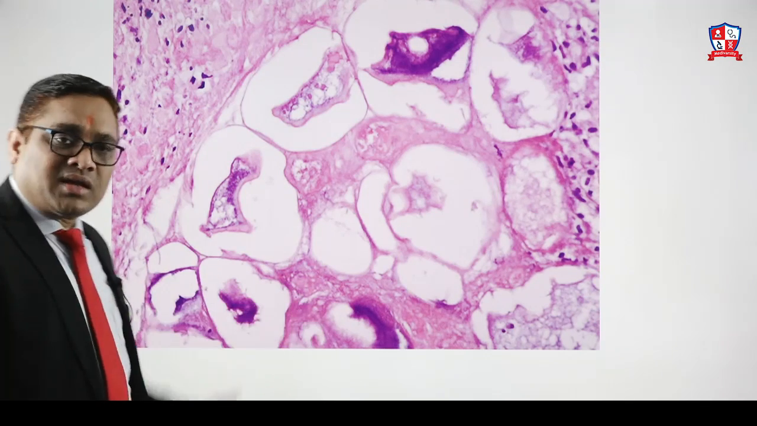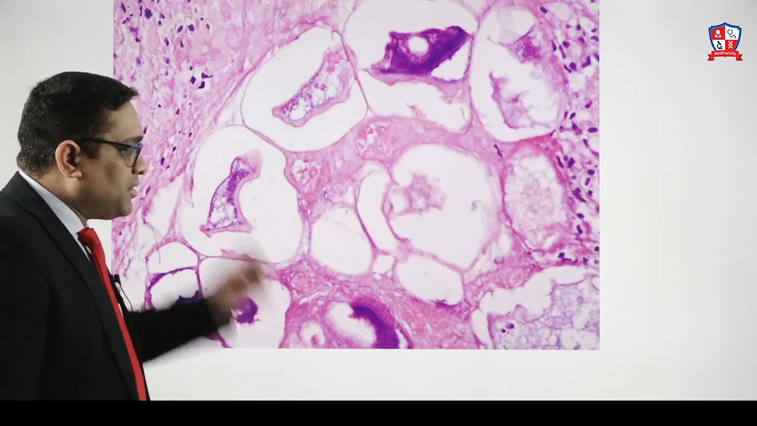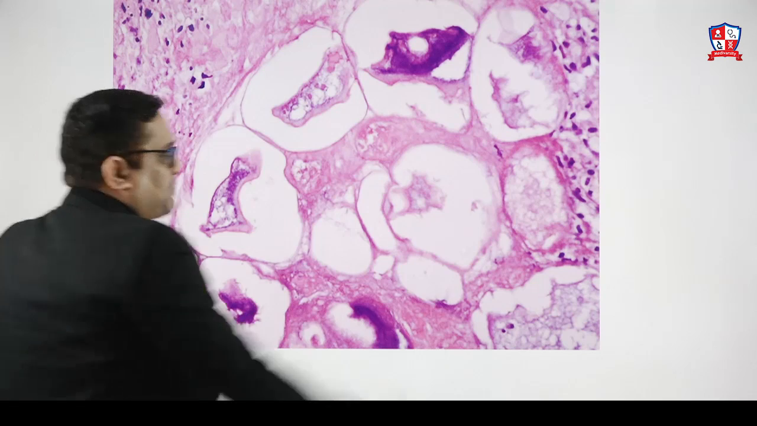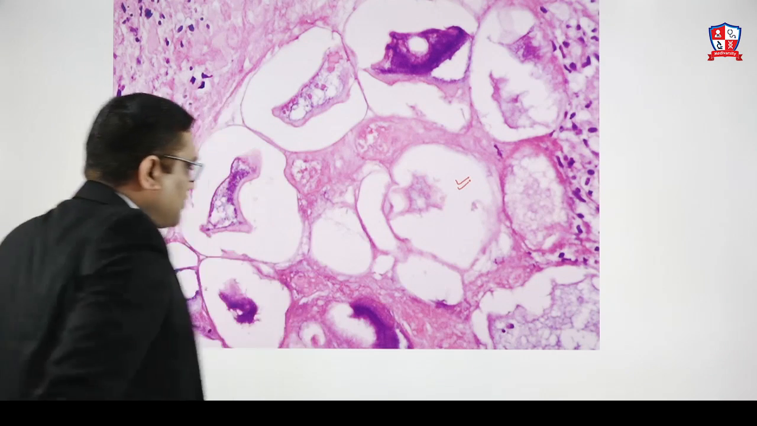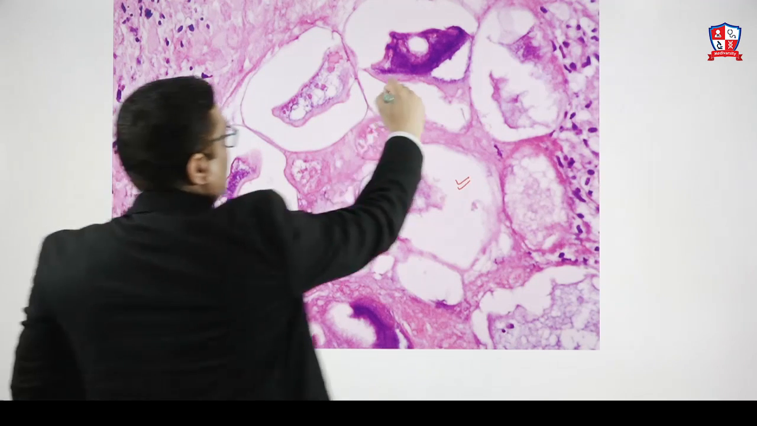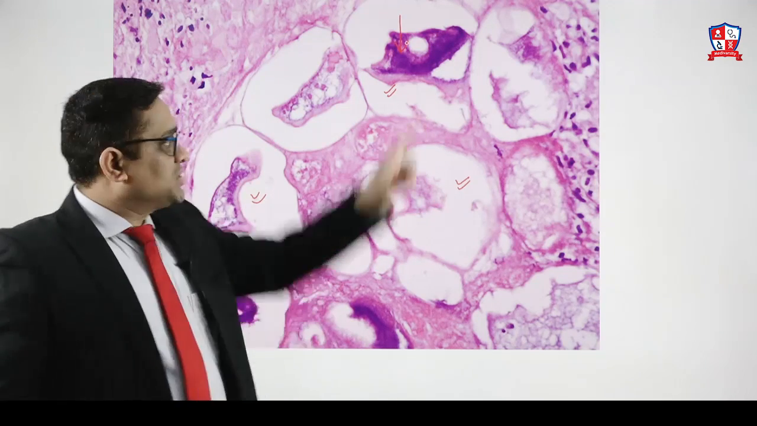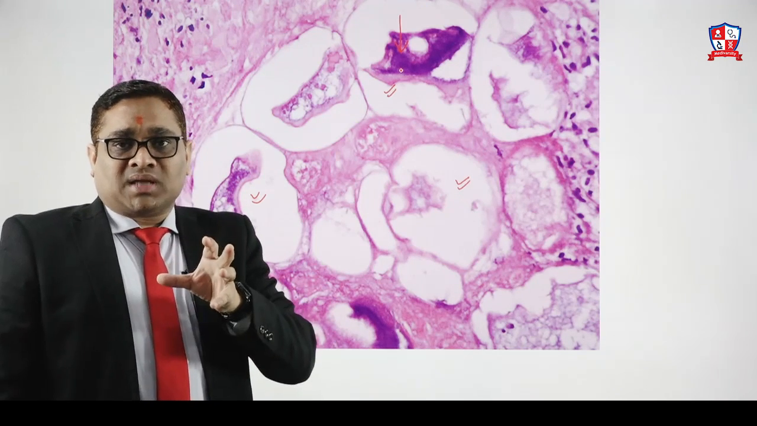This is another high power view, and here you can see a beautiful white background, and this background is the clear cytoplasm of the adipocytes. You can see the clear cytoplasm of the adipocytes, and this is a beautiful picture of the amorphous basophilic deposit. So just keep that in your mind. This is how calcium will be visible on light microscopic examination.